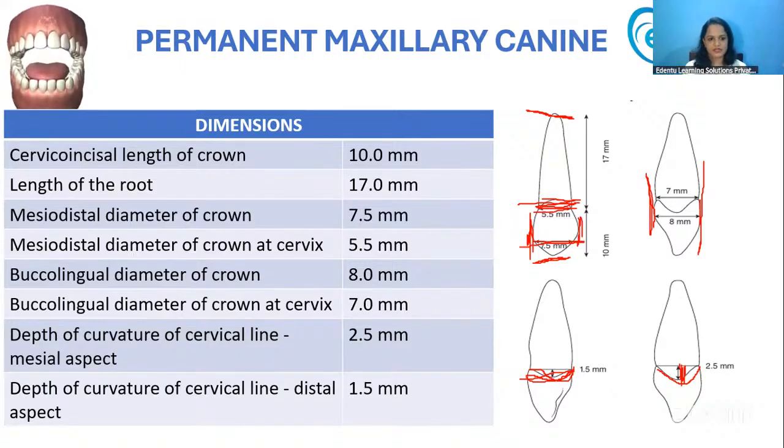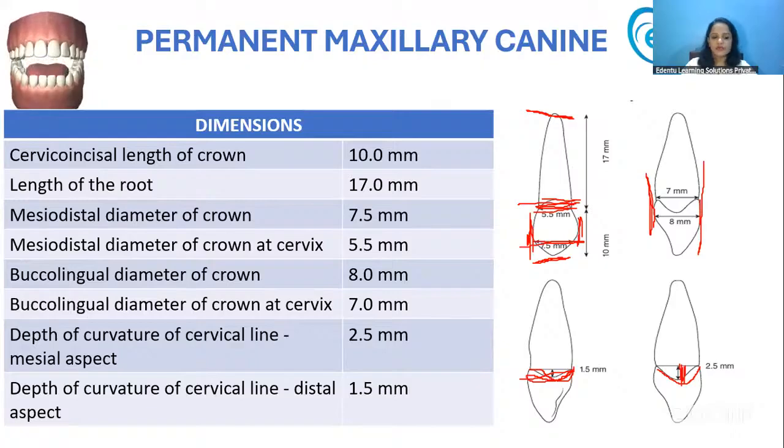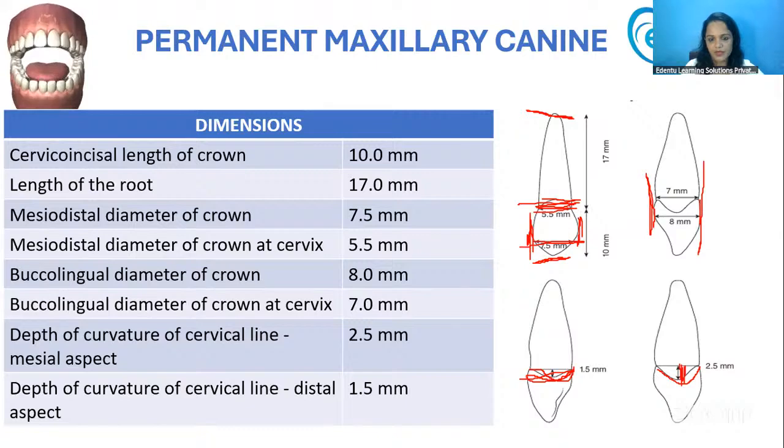The depth of curvature of the cervical line in the mesial aspect is 2.5 millimeter for the maxillary canine, and for the mandibular canine also it is 2.5 millimeter. Whereas from the distal aspect, it is just 1.5 millimeter, and for the mandibular canine it's just 1 millimeter. So that's the difference in dimensions of the maxillary and mandibular canine. Huge differences are not there, but yes, there are small differences.